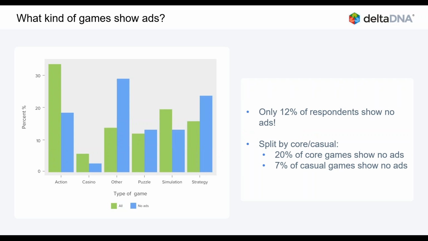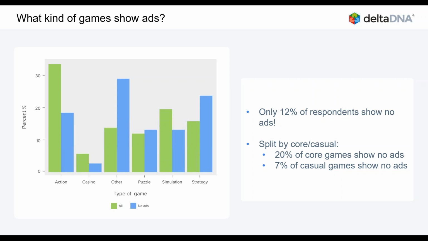Here we split the responses by genre. Actually, overall, only 12% of respondents showed no ads at all. You can see here, the chart on the left is people that don't show ads. So action games are highly unlikely to show ads, and strategy games don't show ads, but the rest of them fairly commonly show ads.